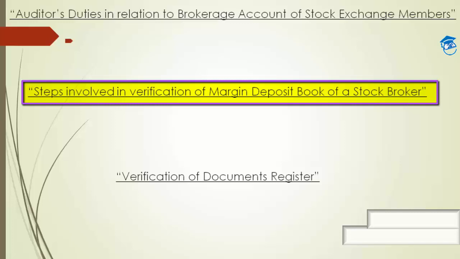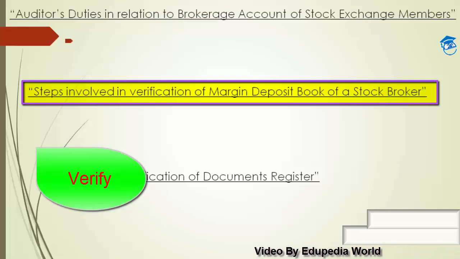Moving on to the second part, that is steps which are involved in verification of margin deposit book of a stockbroker. So this subpart basically asks you for the steps which are involved in verification of the margin deposit book of a stockbroker. So guys, we all are aware of this fact that a member should maintain a margin deposit book, which will contain a few of the things with relation to the margins deposited with the clearing house. What do we need to do in our audit procedure?